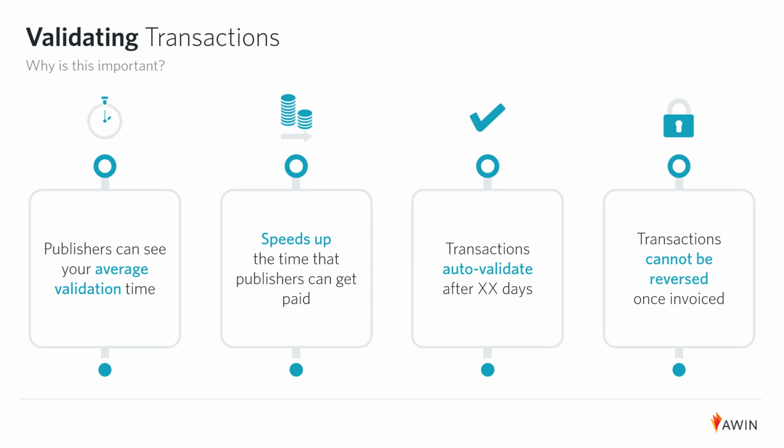Transactions will most likely auto-validate as per your contract after 45 days as standard, or depending on your particular agreement and sector implications. This means it's important to accurately validate before this point in case there are any you wish to decline. Remember, once transactions have been invoiced for, they cannot be reversed, so it must be done within the validation period for your program.